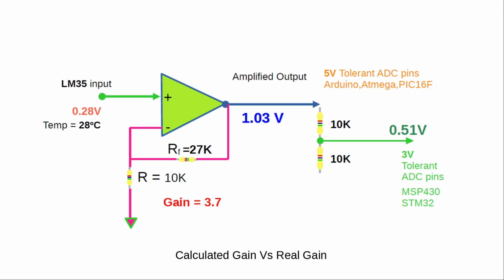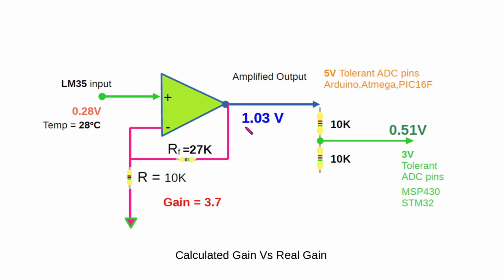This is a 4-channel Opamp. Now I'm going to show only one of them. Here we will give the input from the LM35, which will be around 0.28 volt or 280 millivolt to the input of one of the Opamps inside the LM324 chip. Now we are setting the gain at 3.7 and we will be using the feedback resistor equal to 27K and the other one is 10K. So the gain will be around 3.7 and that will be multiplied by the 0.28 volt into this gain, which will result in 1.03 volt.